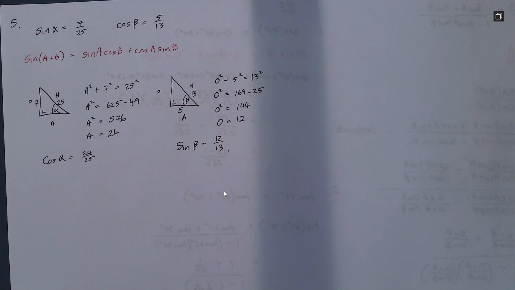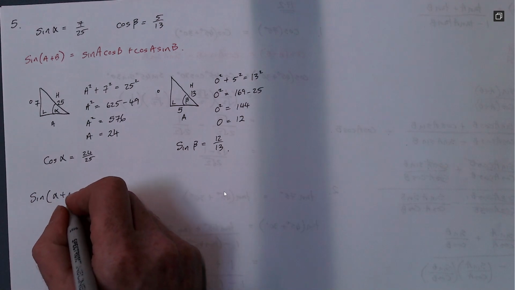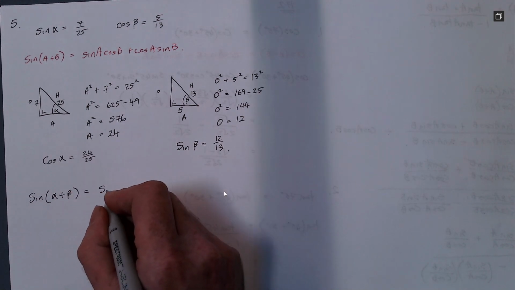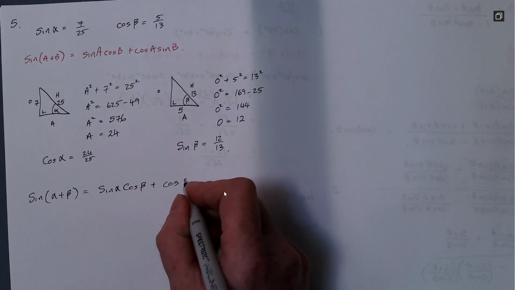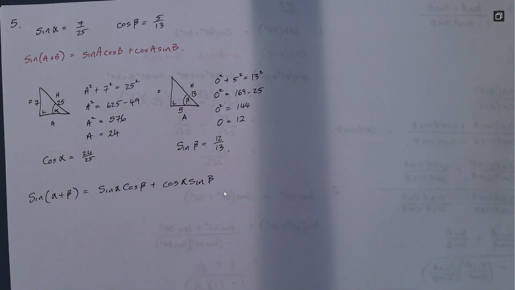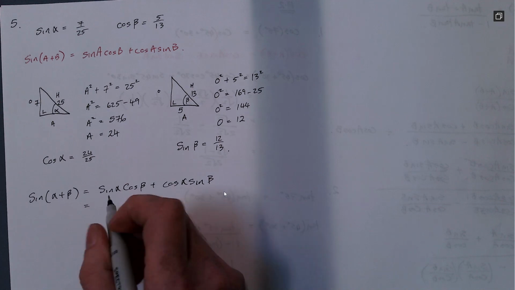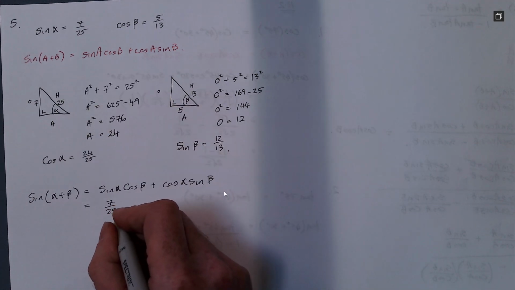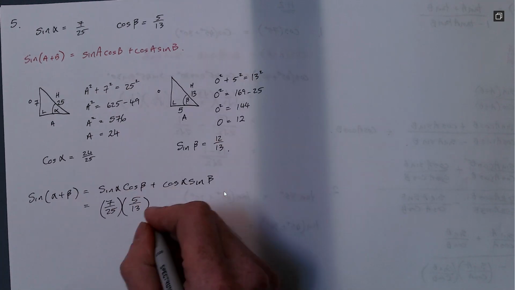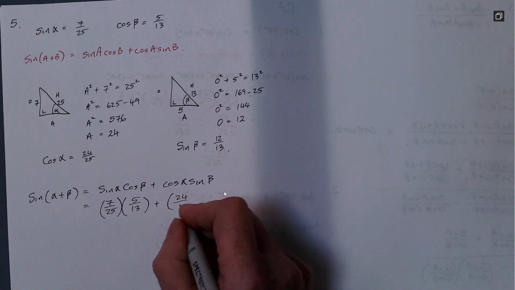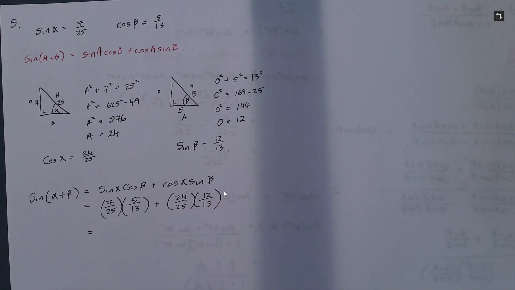And next we have sin alpha plus beta. So sin alpha plus beta equals sin alpha times cos beta plus cos alpha times sin beta. Okay, and therefore we substitute the values of sin alpha, cos beta, cos alpha and sin beta. And then we just use the calculator.